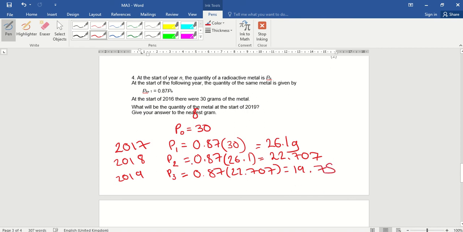Then what do they want to know? They want to know it to the nearest gram. So to the nearest gram, rounding that, it's going to be 20 grams.